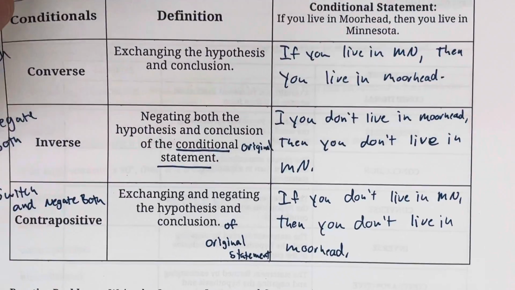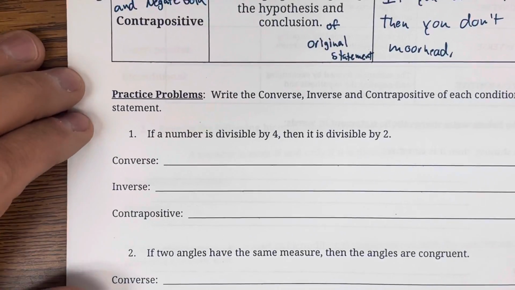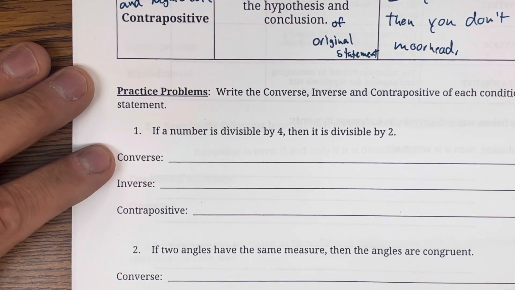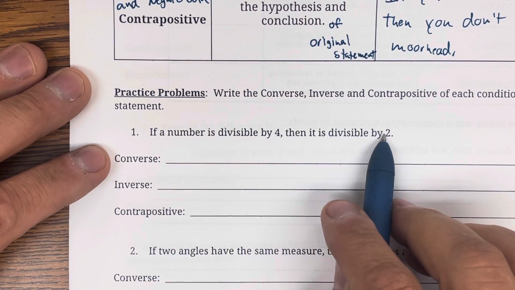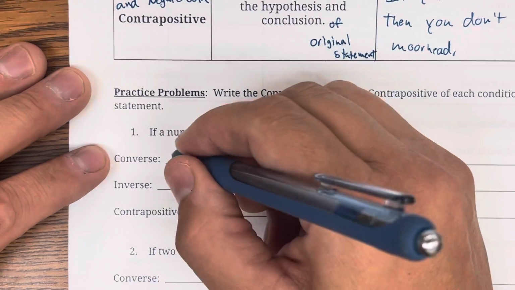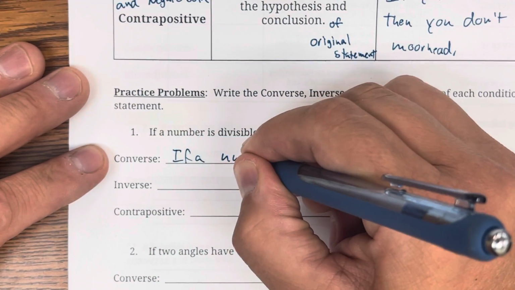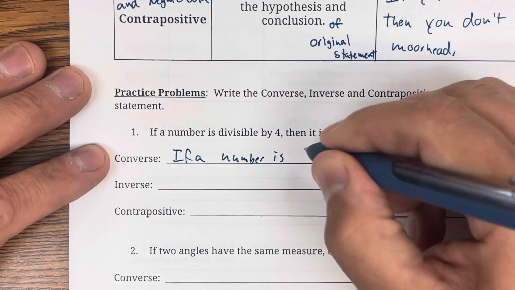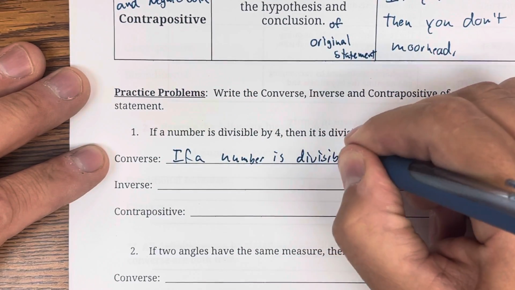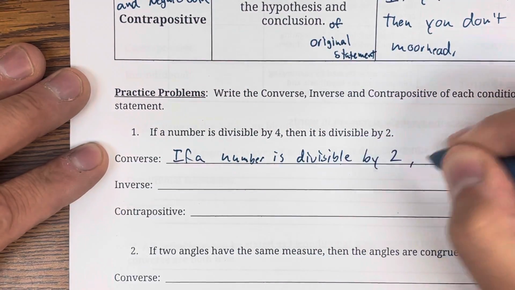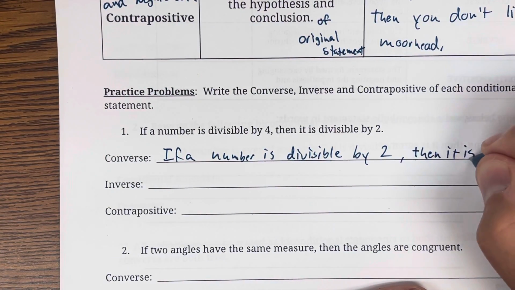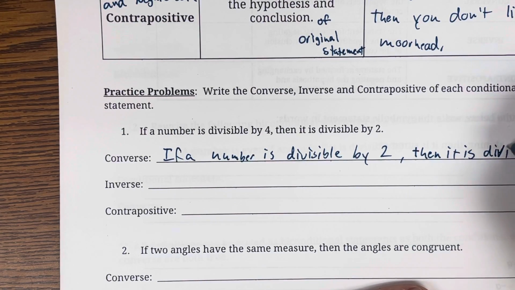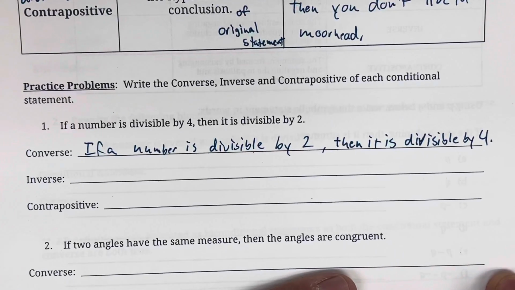All right, so we're going to go on to the next one. If a number is divisible by 4, then it's divisible by 2. The converse, I have to switch them around. So I would say if it is divisible by 2, it is a number. So I'm going to insert number there. So if a number is divisible by 2, then it is divisible by 4. And that is the converse.